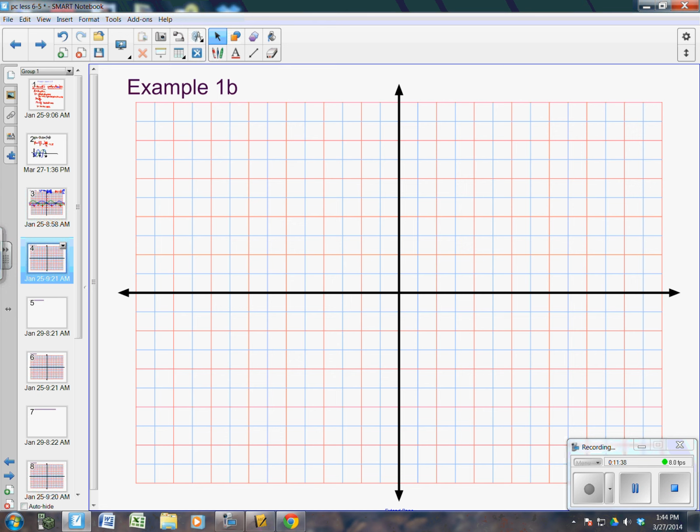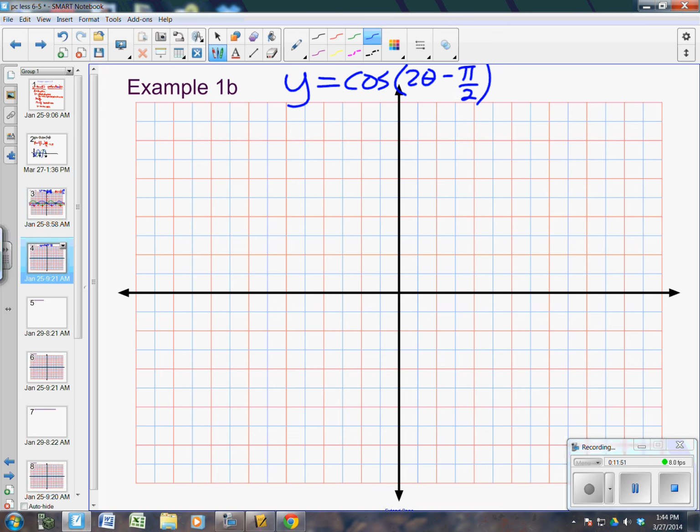Y equals cosine of 2 theta minus pi halves. Okay, find, I'll give you a second, you guys. I'm going to see if you guys can graph this one. Find the phase shift, and then let's graph it. Plus h. Well, that's a vertical shift, and we're not doing the vertical shift yet. We'll work on that in a second.